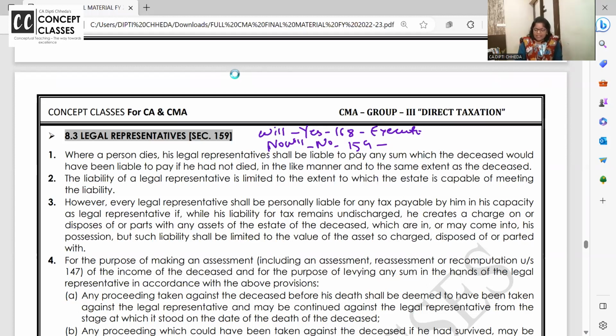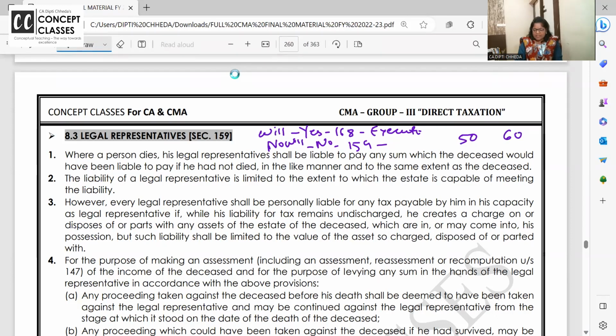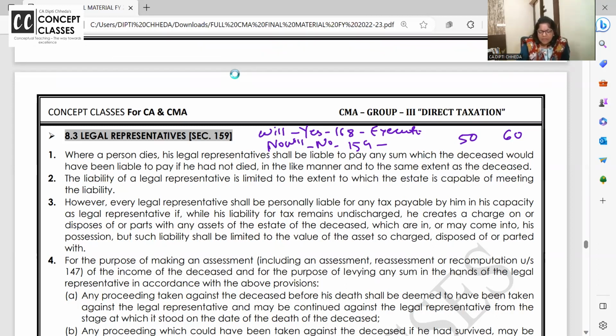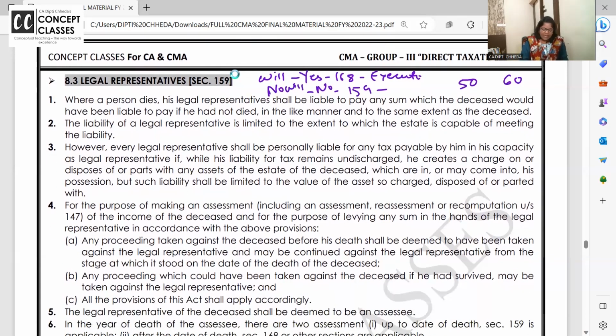Okay, the deceased's assessed tax is 50 rupees. Can we ask the legal representative, the deceased's tax is 60 rupees, you pay? No, no. Legal representative's liability is limited only to whatever is available in the assets of the deceased person. Is this clear? Right. So where a person dies, his legal representative shall be liable to pay the sum which the deceased would have paid if he were alive. Liability of legal representative is limited to the estate. Pay from whatever he left, there is no need to pay from your pocket.